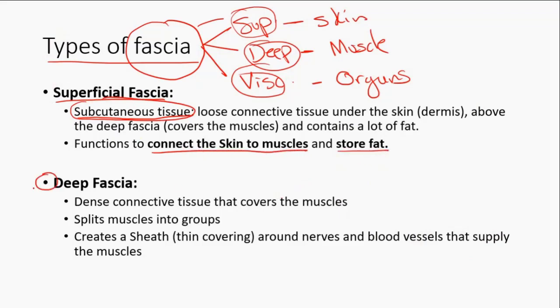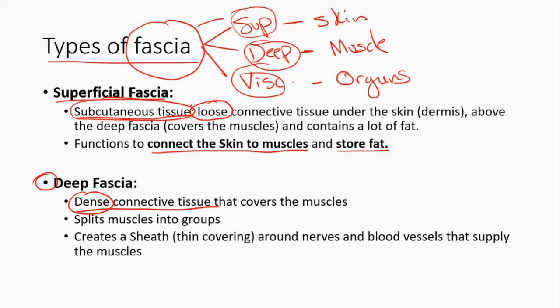The deep fascia, remember, what should you think when you think of deep fascia? Muscle, exactly. So it's a dense connective tissue. So this is dense connective tissue. This is quite a loose connective tissue. So do you remember why it's so important for the subcutaneous tissue to be loose? So yeah, the reason is that you want the skin to be stretchy.